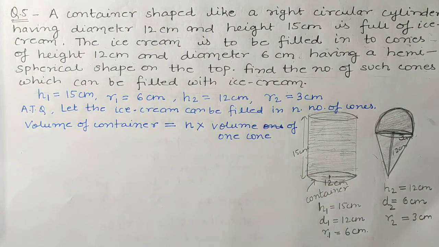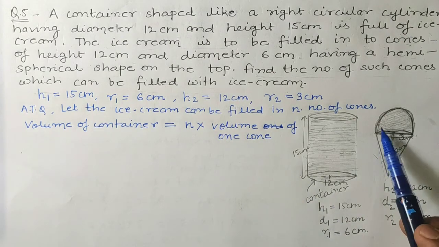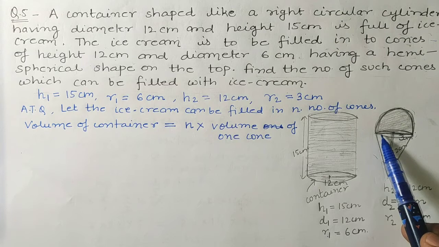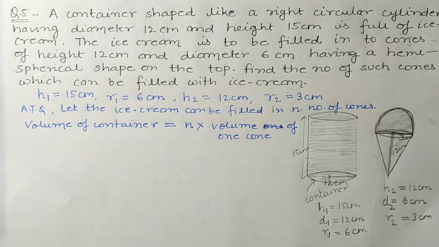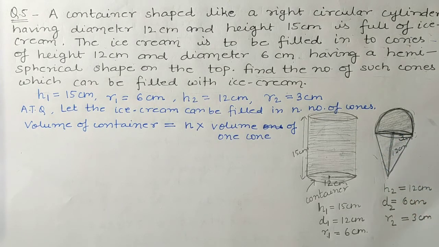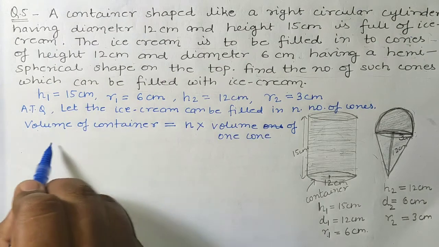Okay students, here in the cone, when we use the word cone, it means the cone plus a hemisphere, because you know that in ice cream we say a cone is there, but on the top of that cone a hemispherical shape is also there. So firstly here we have to put all the values.